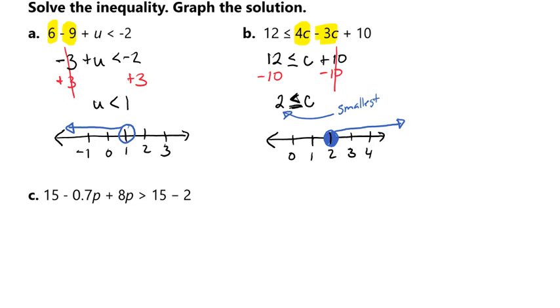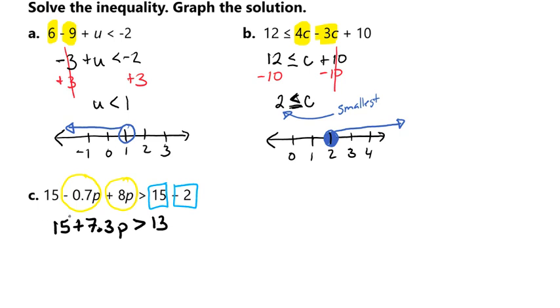So here for C we have 15 minus 0.7p plus 8p is greater than 15 minus 2. So we can combine our negative 0.7p and the 8p, and that's going to give us 15 plus 7.3p is greater than, but we also can combine our 15 minus 2. And 15 minus 2 is 13. So here we have a couple different things we need to do.